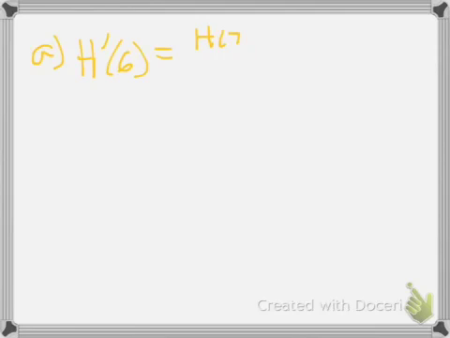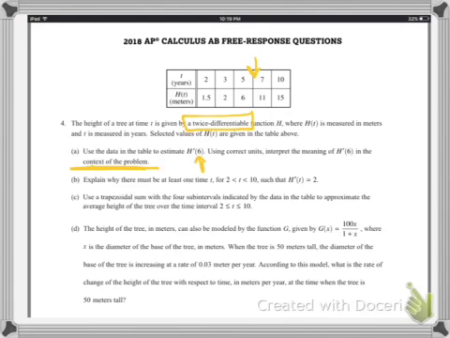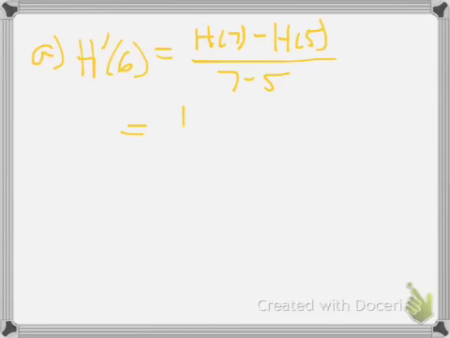Over 7 minus 5. Excuse the sloppiness a little bit. I don't remember the values. So h of 7 is 11. H of 5 is 6. So 11 minus 6 in the numerator over 2. And that is going to be 5 halves.